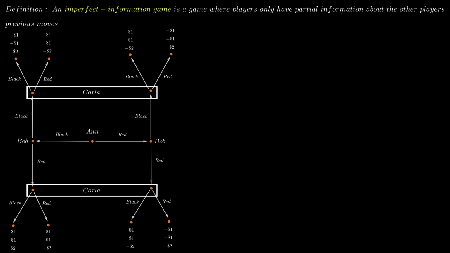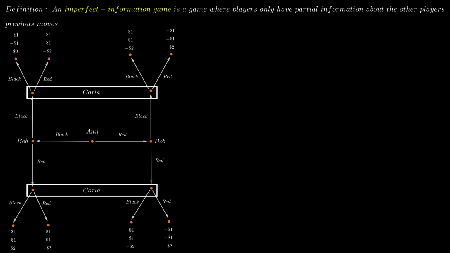These are what we call information sets. Information sets are sets of nodes where a player has the same information about the other player's previous moves. For example, one information set for Carla is where Bob announces red, but she doesn't know whether he's lying or not. The other information set for Carla is when Bob announces black, and again she doesn't know if he's lying or not. So since Carla has 2 information sets and 2 choices at each set, then she has 4 strategies total. 2 times 2 equals 4.